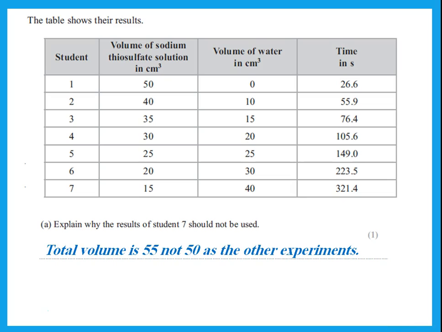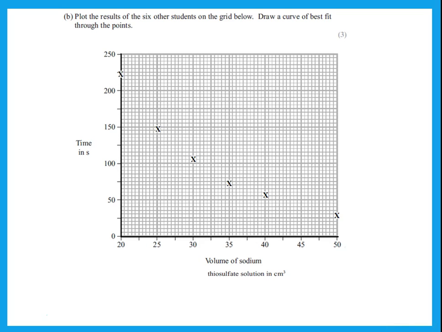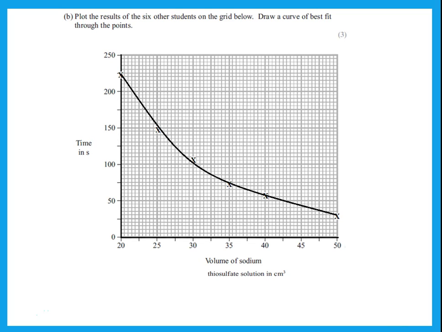So the problem here, I cannot use this experiment and compare it to the others because his total volume is 55, not 50 as the other experiments. Then we plot the results of the 6 other students and draw a curve of best fit. So this is the plotting that you should have, small x's, and you join them with a curve going through all of them as much as possible. So this is the curve that you should get.